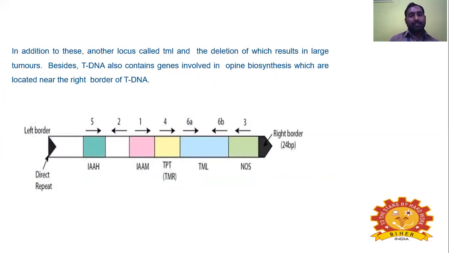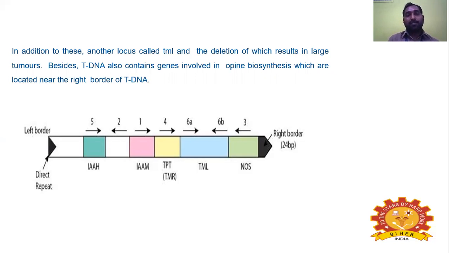And here we have the entire structure, showing how these genes are present in the genome. In addition to those, there is another locus called TML, and the deletion of this TML results in a very large tumor, when compared with the deletion of the genes from IPT or the IAAM and the other one. So this TML has more influence in creating the big tumor.